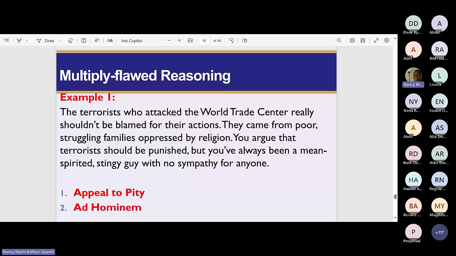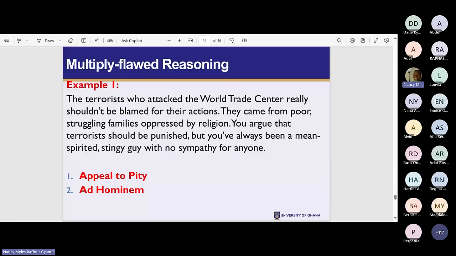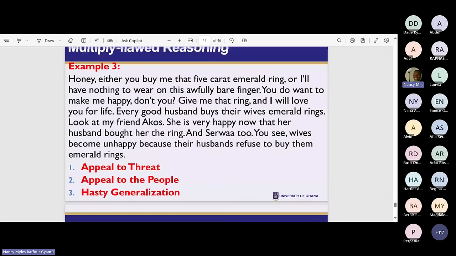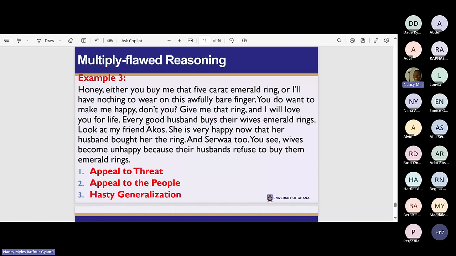There could be multiplicities of fallacies within one passage. Your ability to identify the parts of it that are committing which type of fallacy is a skill that you must develop. So we gave you some examples where you see the appeal to pity. This one has both appeal to pity and ad hominem. This one has two. This one, if there is time, I'll go through it with you. If not, you can just read through it and find it. The answers are already there. They have three fallacies detected in this.